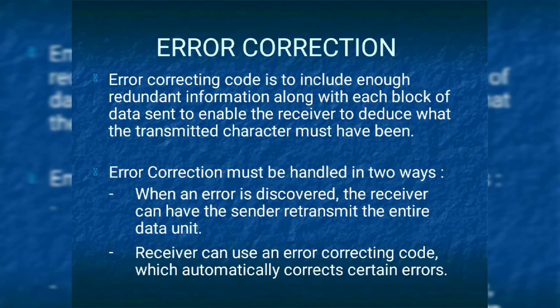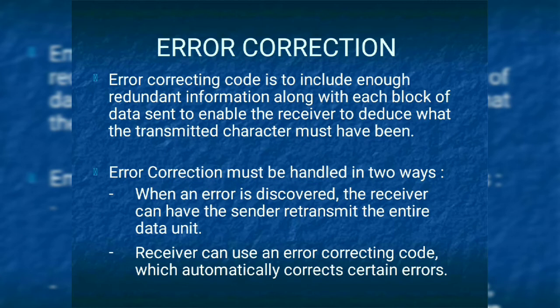So next concept, error correction. An error correcting code includes enough redundant information along with each block of data sent to enable the receiver to deduce what the transmitted data was. So what does error correction mean? Whatever data is transmitted and detected, if it is not correct, you are going to correct the data. An error correction method can handle this. There will be two methods.